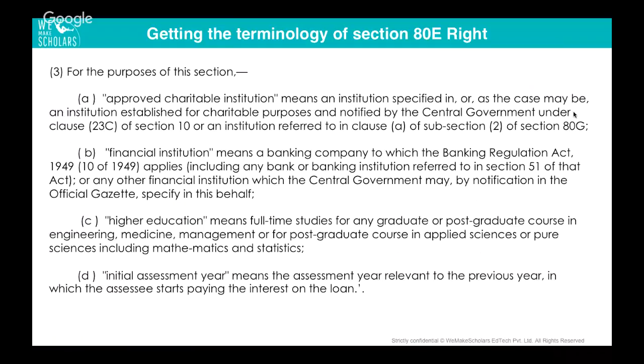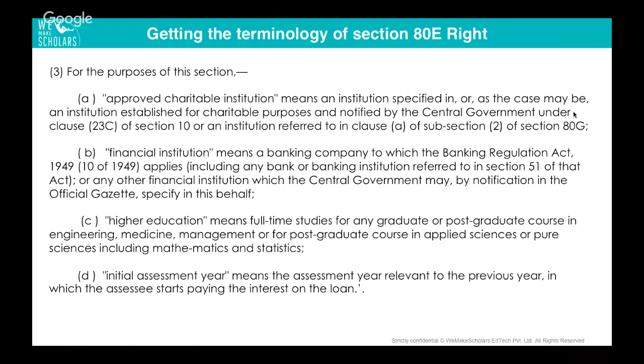Now let me explain the second point in more detail. Financial institution means a banking company. It does not say bank. It says a banking company to which the Banking Regulation Act 1949 applies. It includes, in the bracket you can see, any bank or banking institution referred to in section 51 of that act, section 51 of the 1949 Banking Regulation Act. If the banking institution where you are taking the loan from is mentioned there, then it is approved. Or any other financial institution.